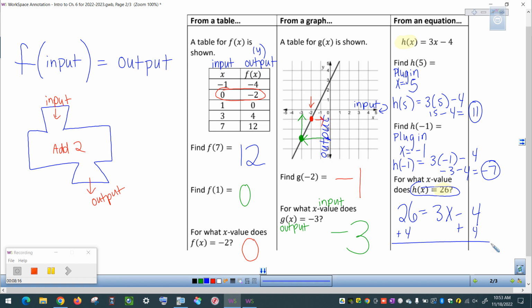So we're going to solve the equation like we normally would. We can add 4 to both sides. Let's divide both sides by 3. And we end up getting that x equals 10. So that's what the original input would have been. If you test it going the other direction, if you plug 10 into the equation, 3 times 10 is 30, subtract 4, sure enough, you get 26.